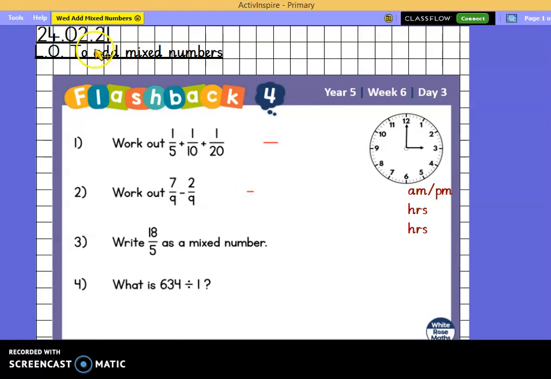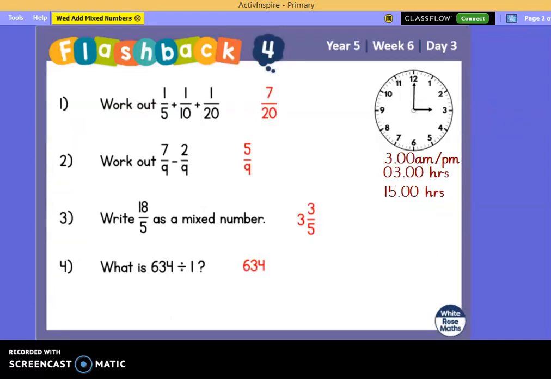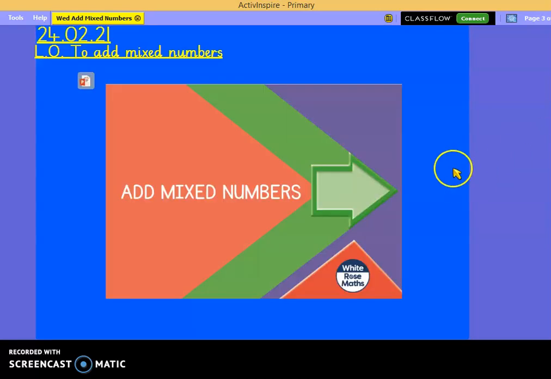You record today's date and learning objective, building on yesterday's learning to add mixed numbers. Then record your flashback 4, your time. Pause the video while you do that. Let's see how you did. Can you mark your answers, please, in blue pen? Pause the video while you do so. And let's move into today's learning.